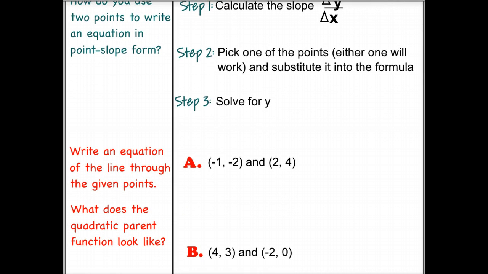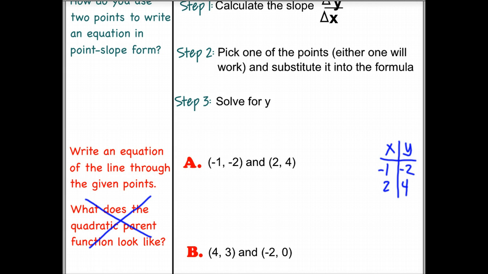So I want you to ignore this part here. Let's not delete it. Okay, and then let's set up our x and y table here. Our first point is -1, -2. And our second point is 2, 4.